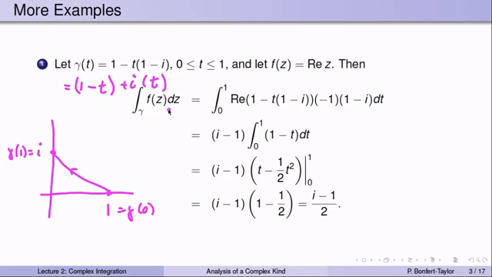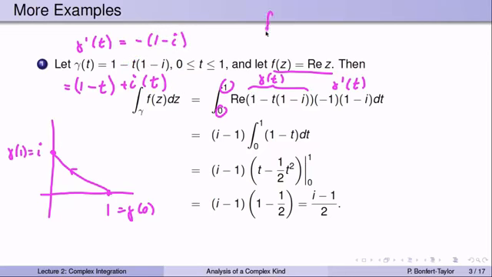The integral over gamma of f of z dz, by definition, is the integral from 0 to 1, these are the bounds for the t values, of the function f. The function f of z is given by the real part of z. So we have to take the real part of gamma of t and multiply that by gamma prime of t. What is gamma prime of t? Well, the derivative of 1 is 0. The derivative of minus t times 1 minus i is minus 1 minus i.